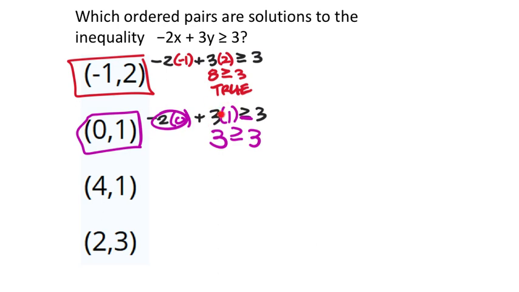If it was just greater than and not the equal part, then we would say it's not a solution, because 3 can't be greater than 3. Just understand this one would be on the line. So let's try this one too.